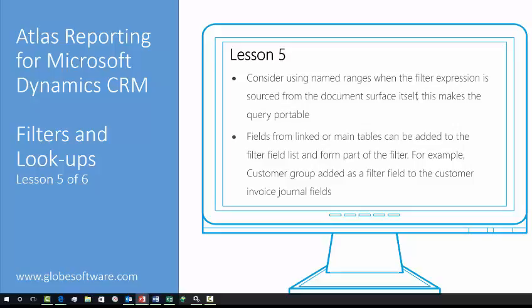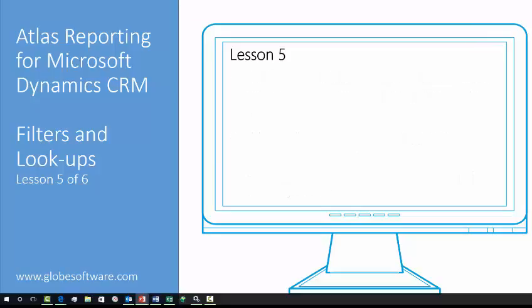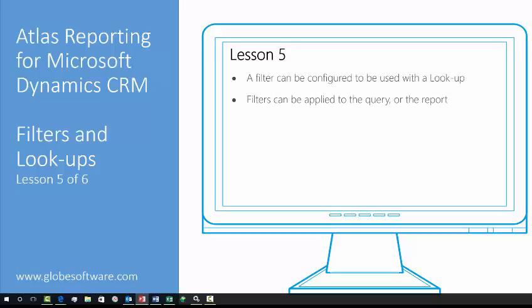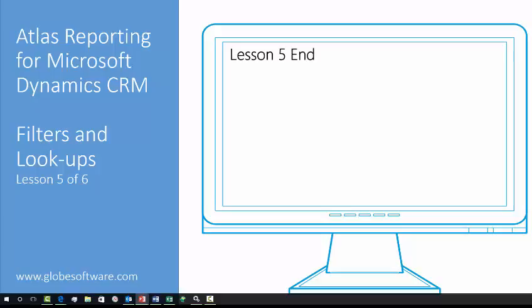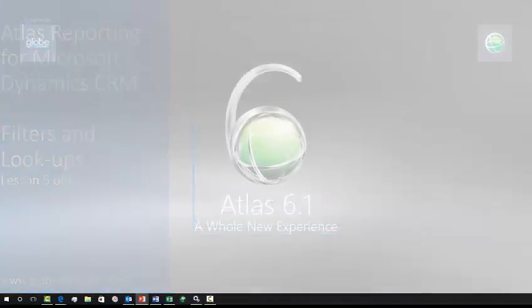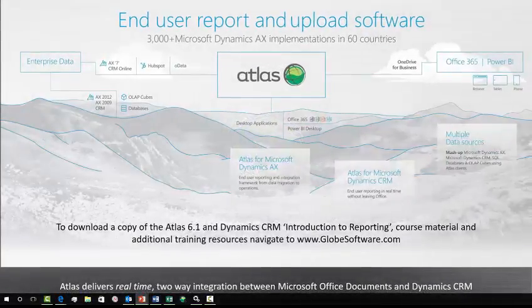Fields from linked or main tables can be added to the filter field list and form part of the filter. For example, customer group added as a filter field to the customer invoice journal fields. A filter can be configured to be used with a lookup. Filters can also be applied to the query or the report. That concludes our lesson on filters and lookups.